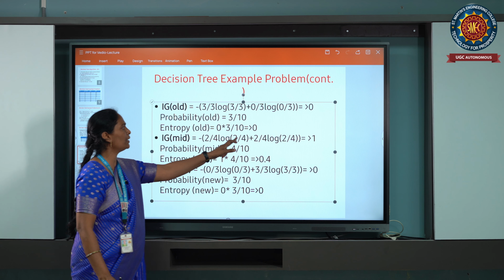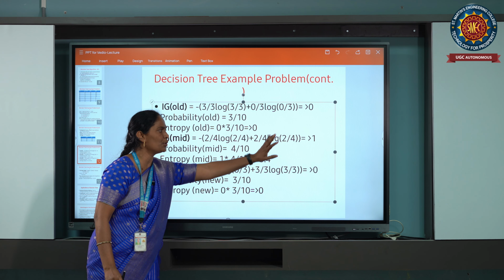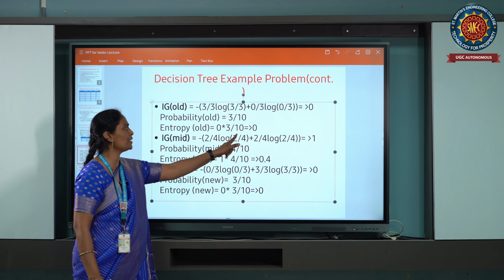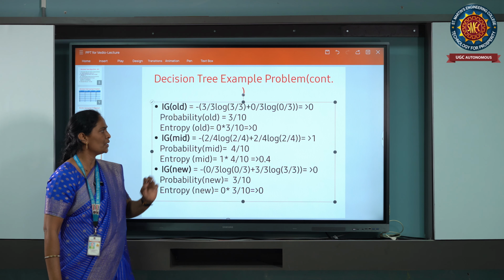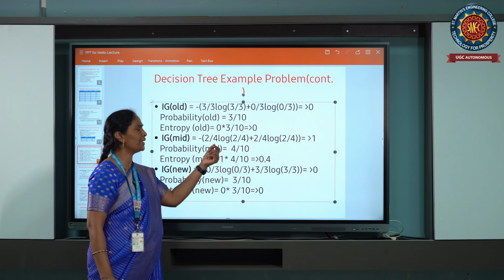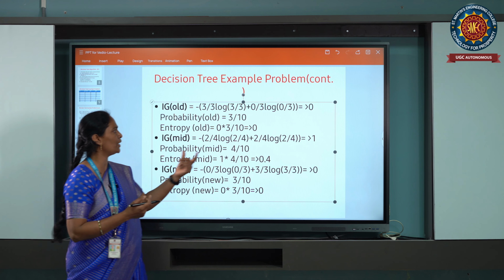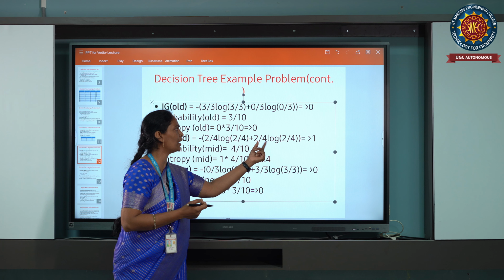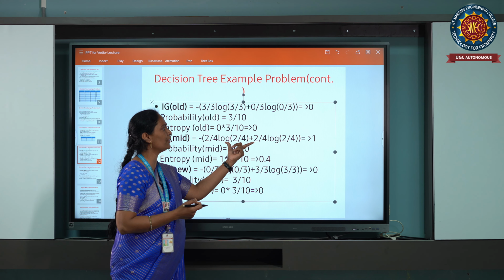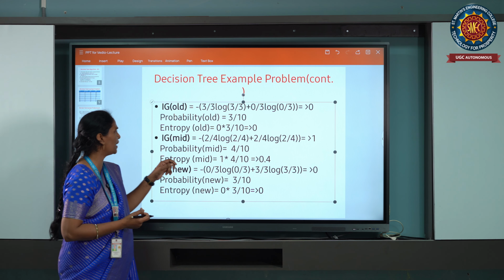2 by 4 log 2 by 4 plus 2 by 4 log 2 by 4. So here 2 by 4 means you will get 1 by 2. So log 1 by 2, anyhow you will get it as log 1. So 2 by 4 is 1. So 1 by 2 into 1 is 1 by 2 only, and here also we get the same value. So totally if you add, then you will get the value 1 there.